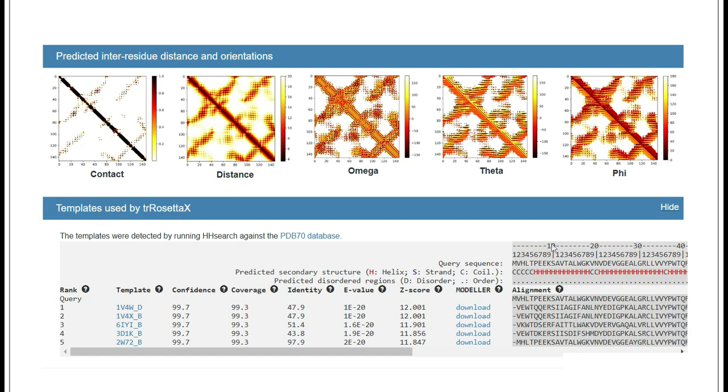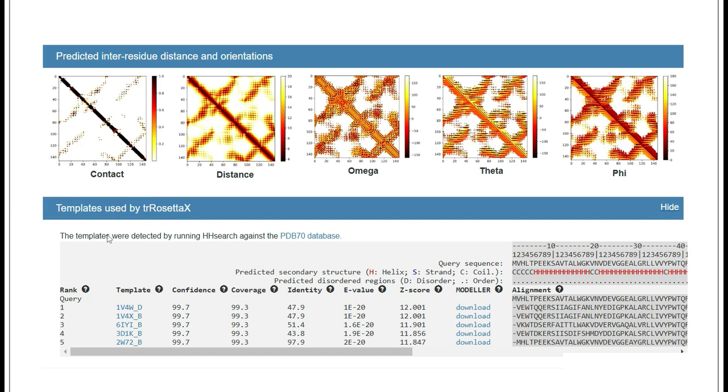Then we have this predicted secondary structure on the right side. The structure is annotated with helices, strands and coils. This gives us a quick idea of the structural elements in the predicted protein model. So that concludes our discussion on the TR-Rosetta results.